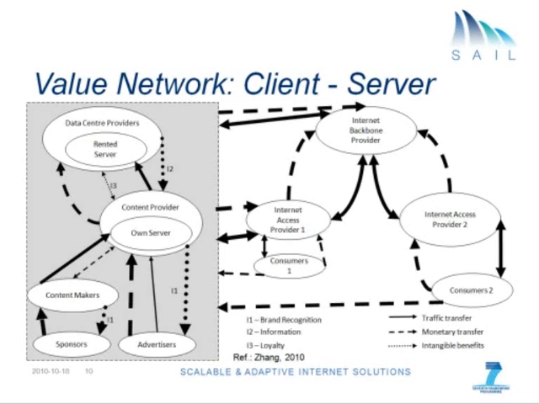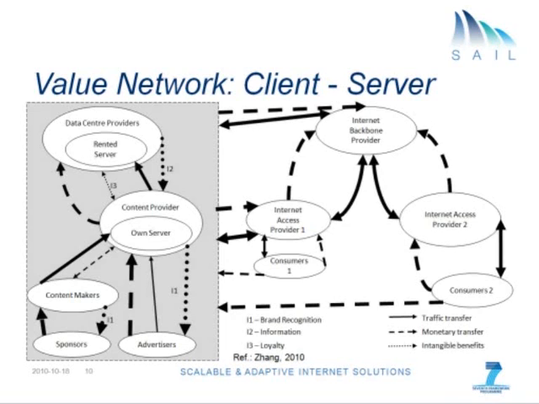And then dotted arrow shows the intangible benefits, which are something else than traffic or money moving between the actors. And these intangible benefits can be divided into brand recognition, information, and loyalty. And the weight of the arrow shows the relative volume of the transfers between different stakeholders. This is also to compare different models to each other. And the gray box shows the internal value network of the content provider.